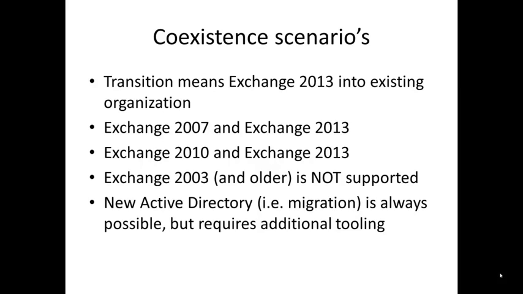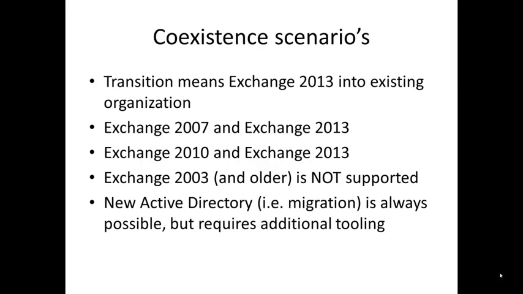Some coexistence scenarios. We have migration and we have transition. Transition means installing Exchange 2013 into an existing organization and gradually moving your resources from the previous Exchange version to Exchange 2013. This can be Exchange 2007 or Exchange 2010. These are all migrated or transitioned to Exchange 2013. If you are running Exchange 2003 or older, that is not supported.